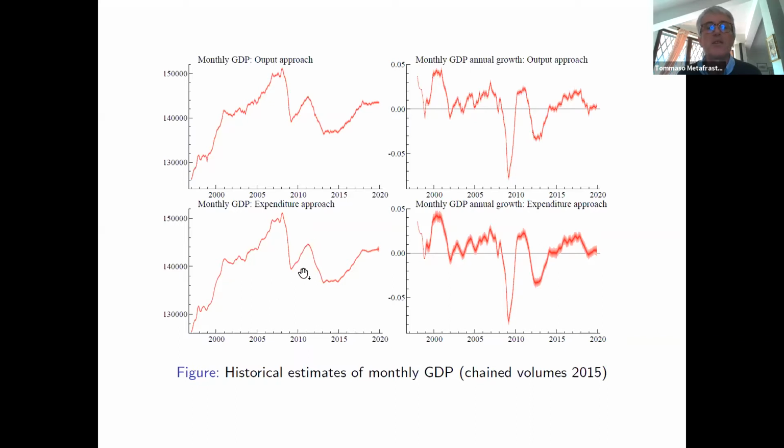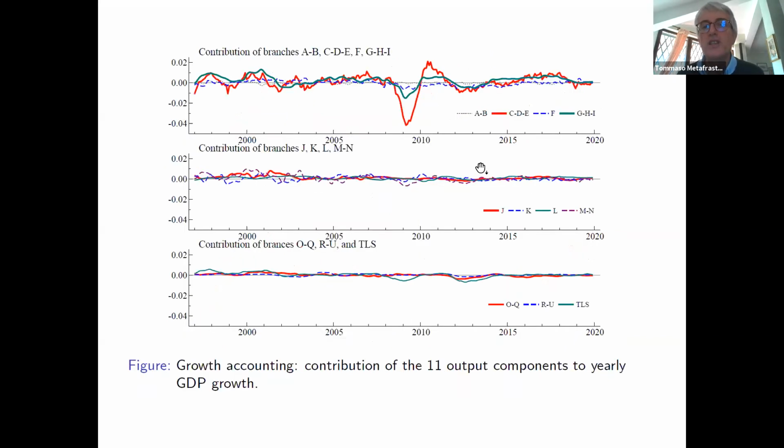From the expenditure approach, the conditional mean is smoother. However, as you can see from the confidence bands, the conditional variance is smaller from the output approach because the indicators are stronger for the output approach. For production, industrial production is a strong monthly indicator for value added in industry, for instance. We can do growth accounting. These are growth accounting, the contribution to the GDP growth of the various components from the output side. We consider the same scale here to point out that industry and trade contribute more.